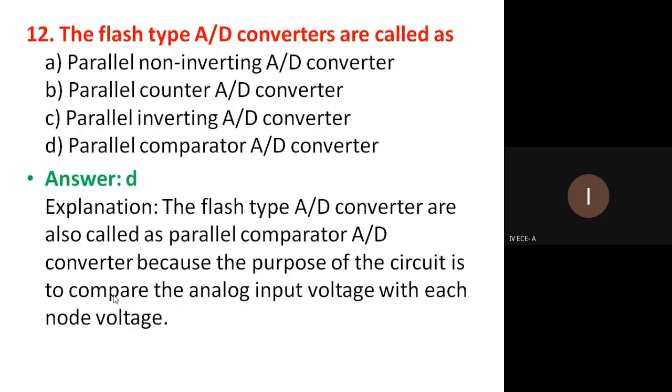Then question number 12. The flash type A to D converters are also called as? The options are A, parallel non-inverting A to D converter; B, parallel counter A to D converter; C, parallel inverting A to D converter; D, parallel comparator A to D converter. Here the option is D. The flash type A to D converter is also called a parallel comparator A to D converter because the purpose of the circuit is to compare the analog input voltage with each node voltage.